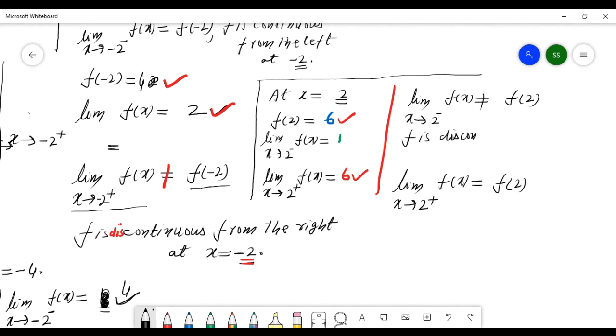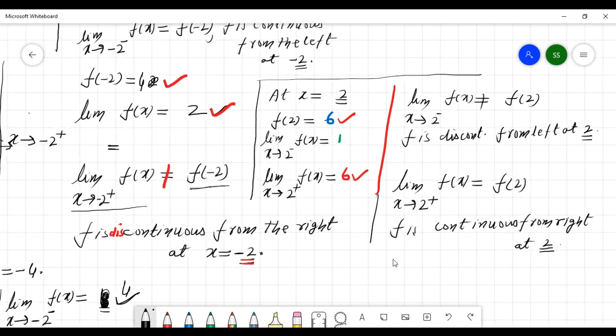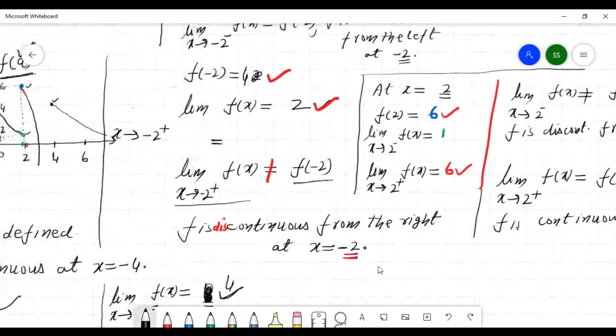So here f is continuous from the left at this number 2. And here f is continuous from the right at 2, continuous from the right at 2. Okay, now come to the next number, come to the 4.